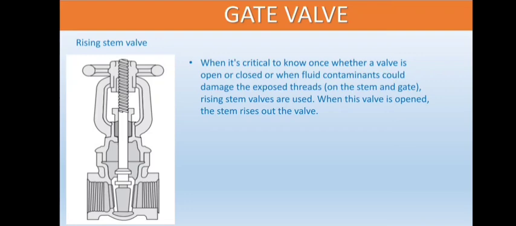Another type of gate valve is the rising stem gate valve. In this picture, we have shown you a rising stem gate valve. When it is critical to know at once whether a valve is open or closed, or where fluid contaminants could damage the exposed threads, in this scenario we use the rising stem gate valve, so that we can easily identify whether the gate valve is open or closed, and we cannot harm the stem because of fluid contaminants.